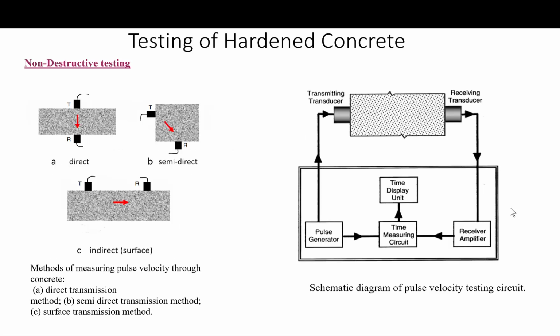This is a schematic of the apparatus, how it is used, and these are the arrangements for the different tests. This is basically the direct test. This is the semi-direct, where the transmitting and receiving transducers are located, and this is the indirect surface test. Both are on the surface, but this is the direct test. Actually, this is the most efficient.